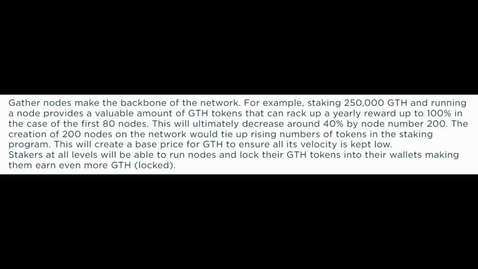Gather nodes make the backbone of the network. For example, staking 250,000 Gather tokens and running a node provides a valuable amount of GTH tokens that can rack up a yearly reward of up to 100% in the case of the first 80 nodes. This will ultimately decrease to around 40% by the time they reach 200 active nodes.